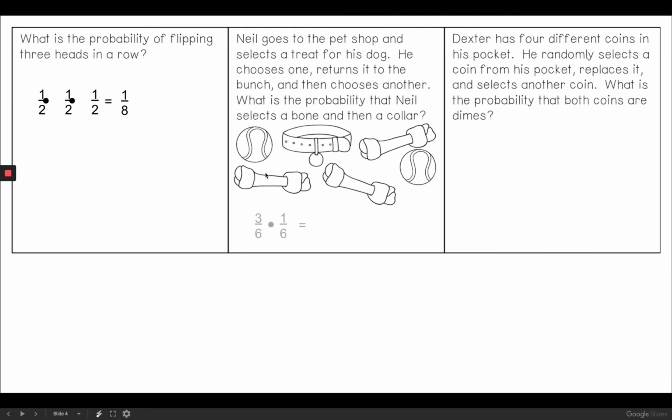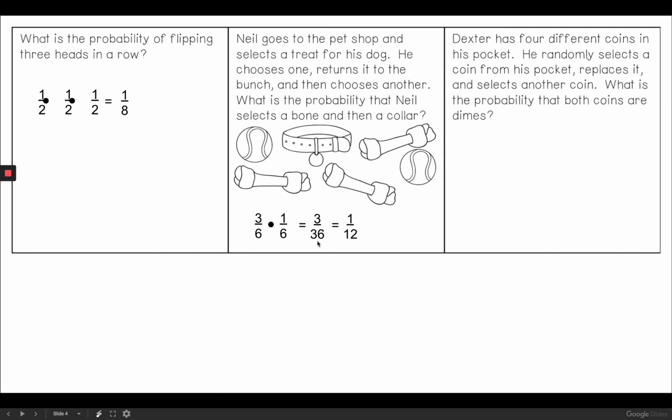So he has a 3 out of 6 chance of getting the bone and a 1 out of 6 chance of getting the collar. So we would multiply 3 times 1, which would be 3, 6 times 6, which would be 36, and that can reduce. Both can divide by 3, and that would return 1/12. So he has a 1/12 chance of selecting a bone and then a collar.